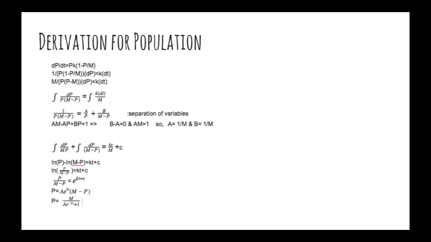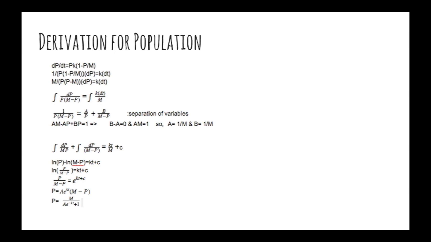M can be taken out of the denominator, meaning multiplied through, and you get m over p times the quantity of p minus m dp equals k dt. Now you integrate this. When you integrate it, you want to use separation of variables to get two integrals, one with a constant over p plus a constant over m minus p.